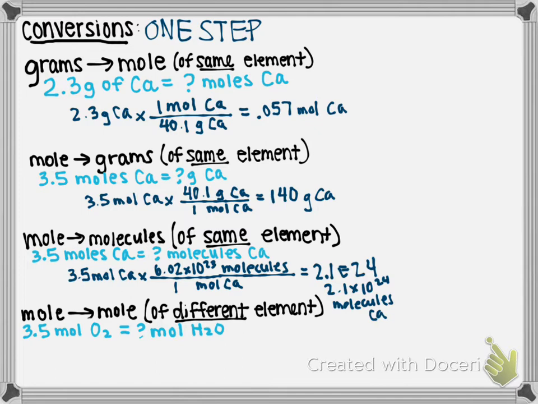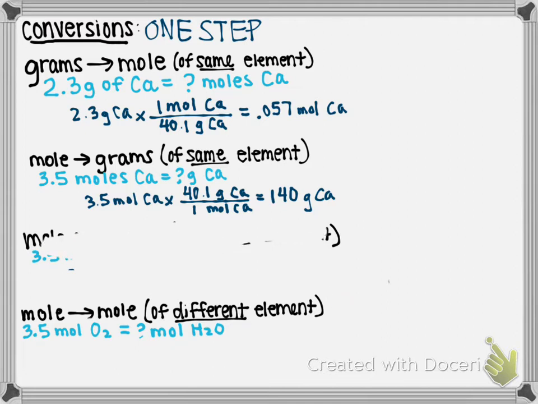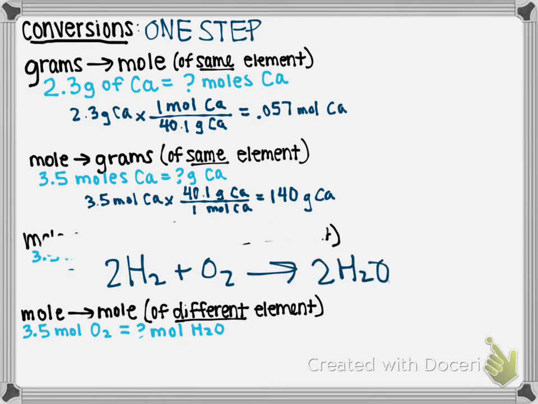Mole to mole is a little bit different because you have to have a balanced equation that you're going by, so I'm going to erase what we did up here so I can write out a balanced equation. Let's say our equation is 2H2 plus O2 gives you 2H2O. So 3.5 moles of O2 equals how many moles of H2O? This is where you're going to use your mole to mole ratio, but you start by writing what you're given.